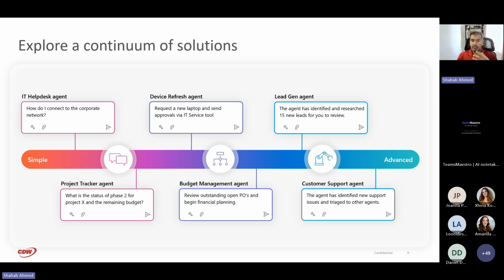Budget management agent. Now, this is integrating with either a SharePoint repository or some sort of ERP system to look at what the open POs are, so that you can use that to do some sort of financial plan.